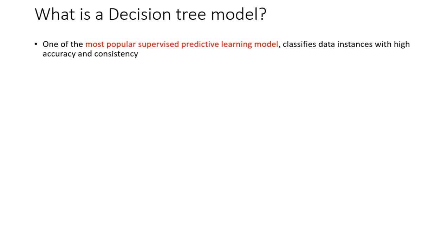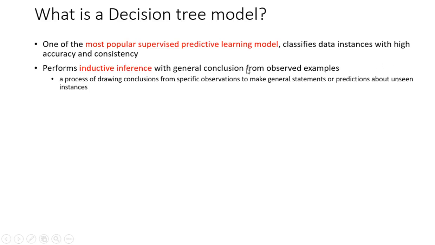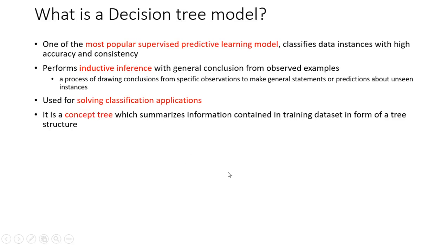Decision tree is one of the most popular supervised predictive learning models used for classification, and also for regression. It helps to classify data instances with high accuracy and consistency. Decision tree performs inductive inference; in the sense that it is a process where you can draw conclusions from specific observations. Decision trees are mainly used for classification applications.